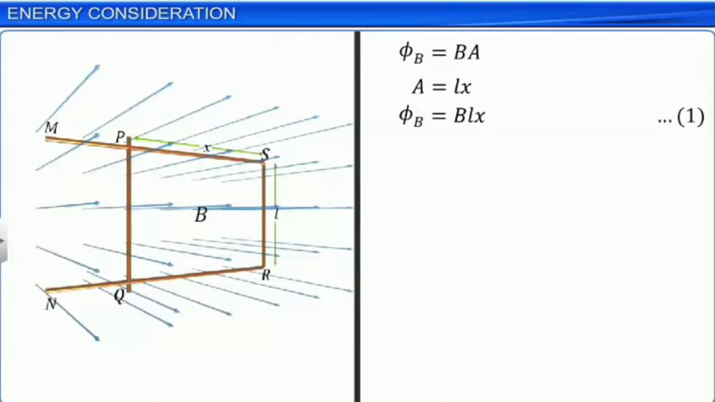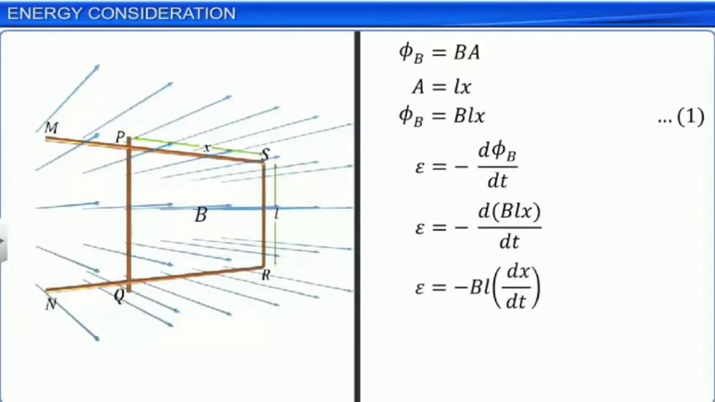From Faraday's law, we get induced EMF E is equal to minus d phi B by dt. The negative symbol is in accordance with Lenz's law. On substituting phi B from equation 1 and simplifying, we arrive at the equation E is equal to minus d(BLX) by dt. The strength of the magnetic field B and the length of the arm SR of the loop L are constant. Hence, the equation transforms to E is equal to minus BL dX by dt.